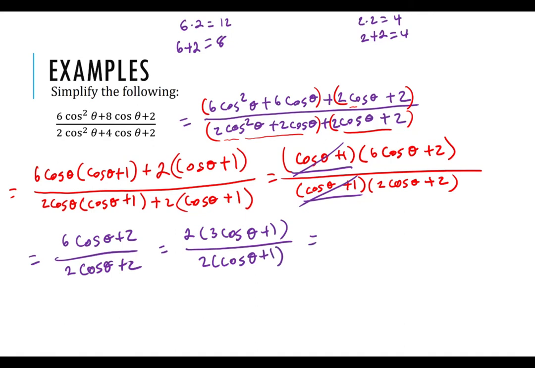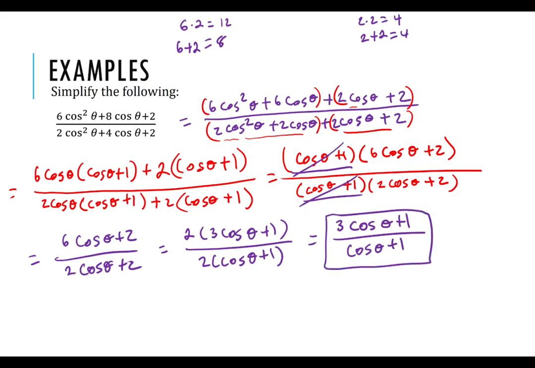And then 2 divided by 2 is 1, and so I'm left with 3 cosine of theta plus 1 divided by cosine of theta plus 1. And I don't believe there is a better simplification than this. There may be, but I'm going to stop it right here.